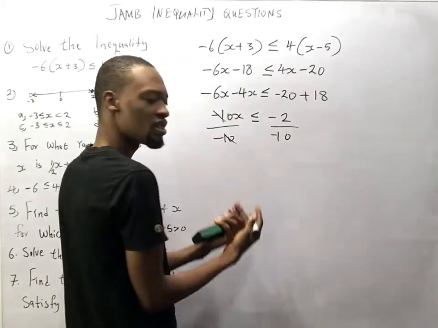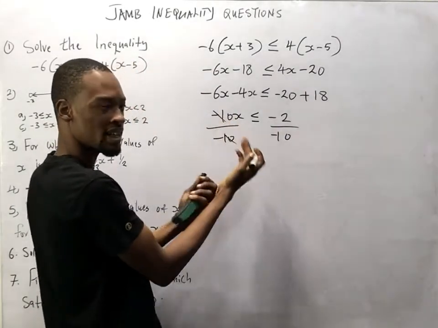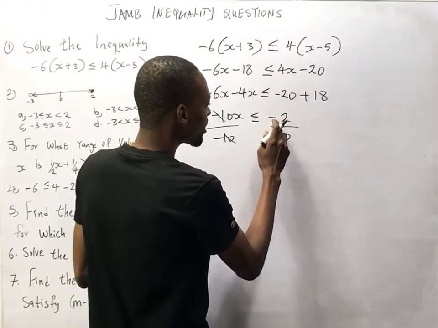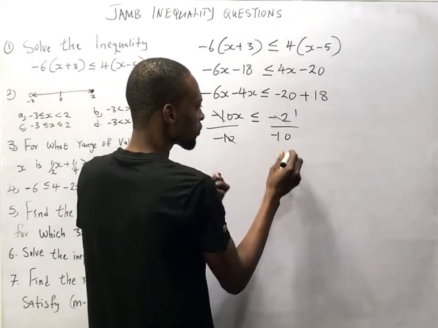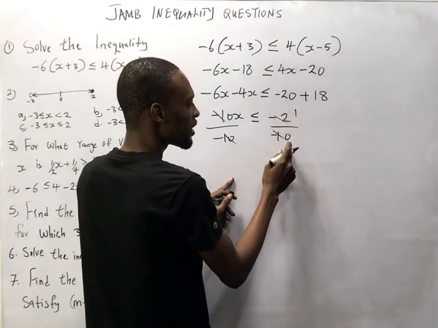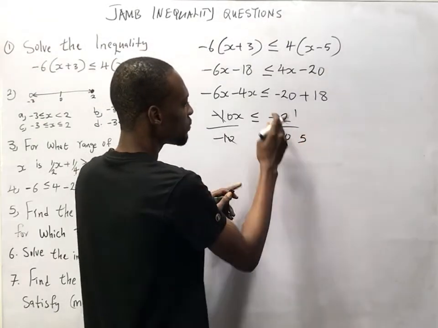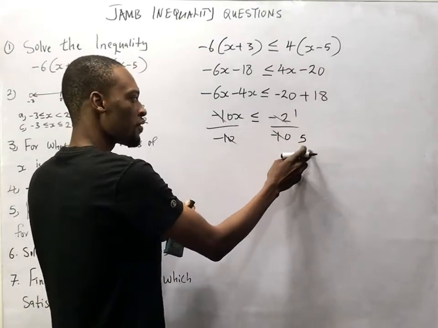Minus 10 divided by minus 10 is 1. So we are left with s here, or 1s. Now minus 2 divided by minus 10. Minus 2 divided by minus 2 is 1. Minus 10 divided by 2 is 5. So minus cancels minus. This is 1 over 5.